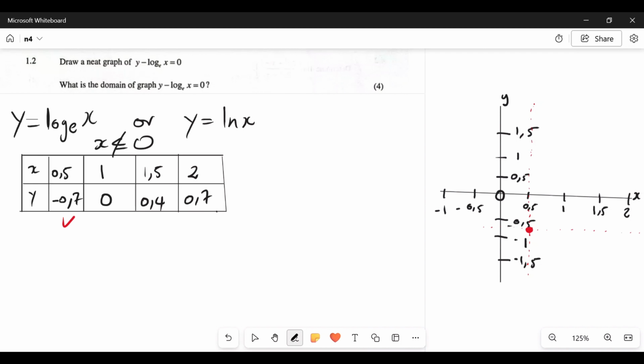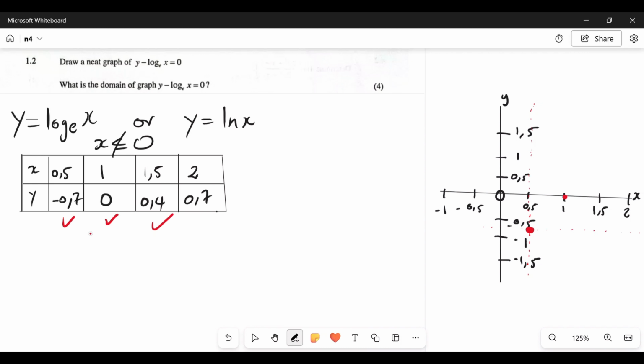Where they meet, that is going to be our point there. There we go. And then we have this point here. When x is 1, our y is 0. Our y is going to be 0 on the x-axis. So at this point here, this is going to be the point where x is 1 and y is 0. Right? And then we come to this point here.